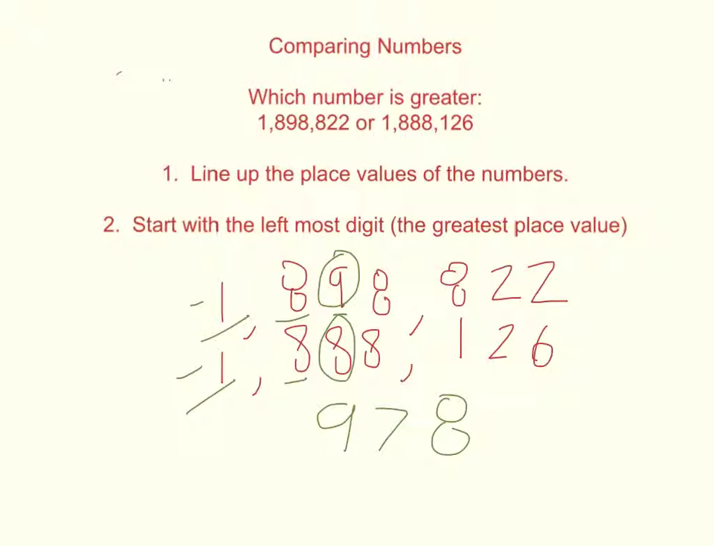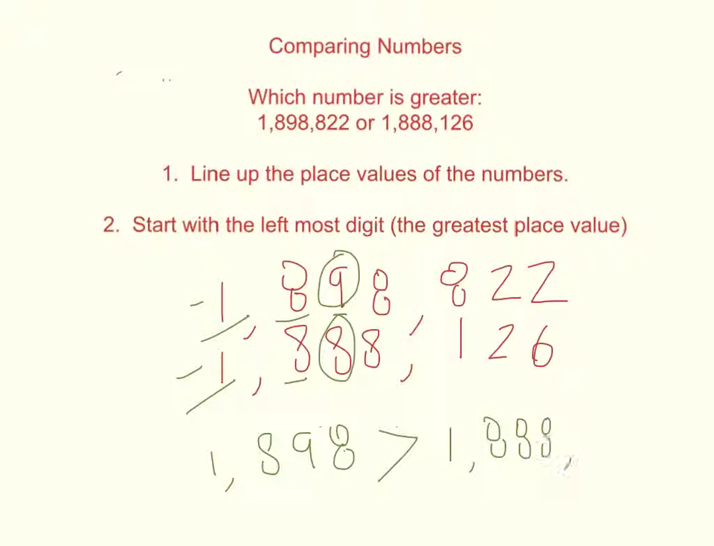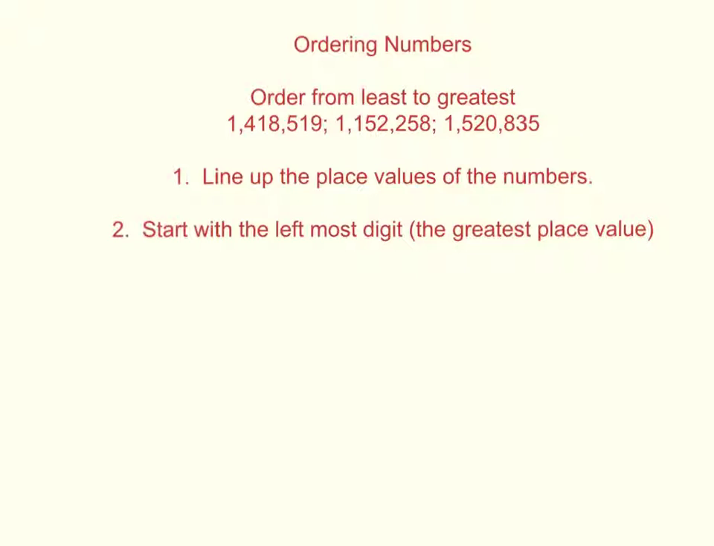Therefore, 1 million, let me go ahead and erase this really quick. 1,898,000 is greater than 1,888,126. Our second objective for lesson 1.4 and 1.5 is ordering numbers.